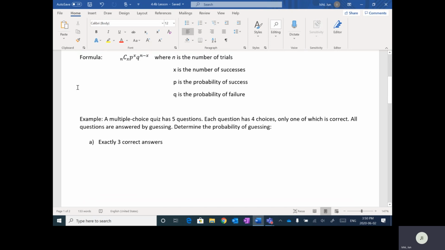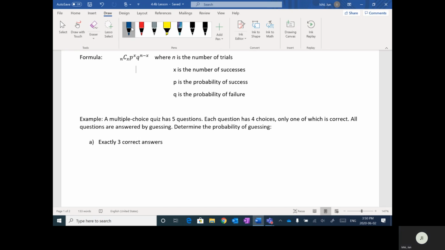Let's say you have a multiple choice quiz that has 5 questions, and each question has 4 choices, only one of which is correct. All questions are answered by guessing, and let's determine the probability of guessing exactly 3 correct answers. If I break this down, I'm going to be using this formula. Let me write it again: n choose x, times p to the x, times q to the n minus x.